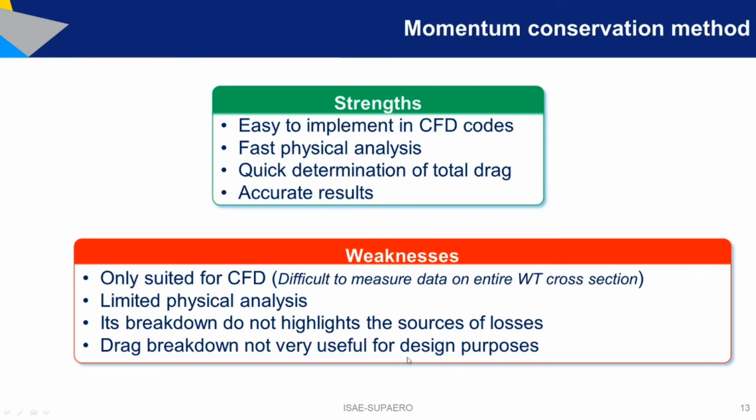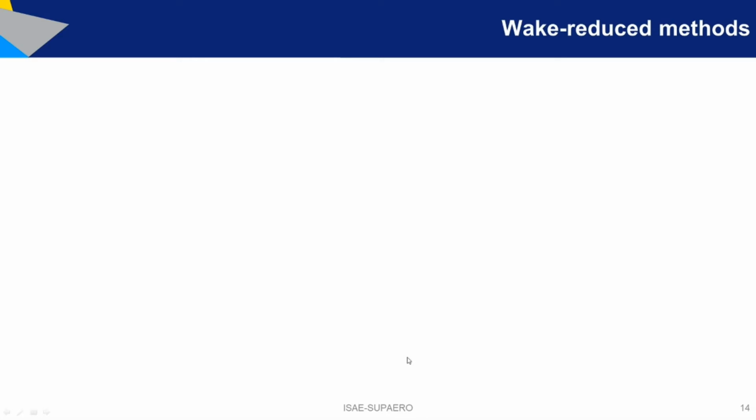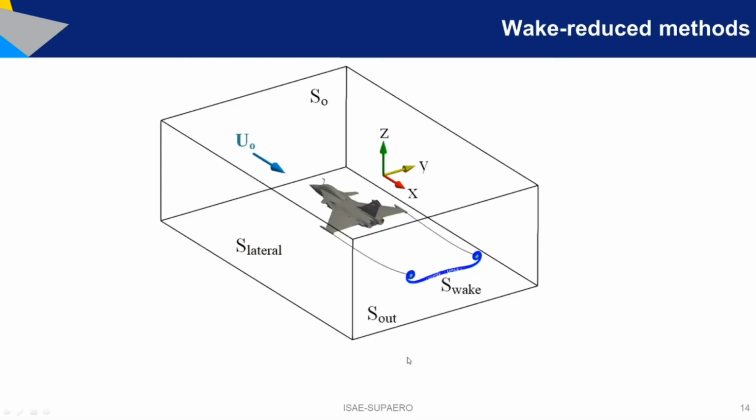And that's why we will improve that with the wake-reduced method. The idea behind the wake-reduced method is the following. Just a quick reminder, we started first with the momentum conservation method that was applied to all the surfaces surrounding the control volume. Then we improved that and computed drag based only on the outlet plane. And now we will do a step forward and we will only compute drag by taking into consideration data only inside the wake.